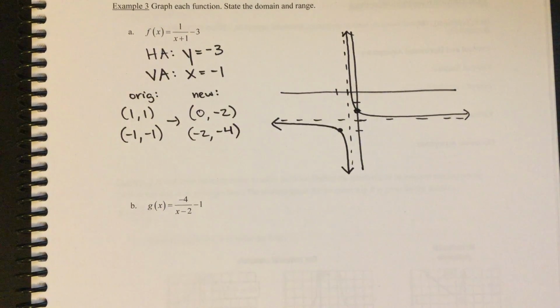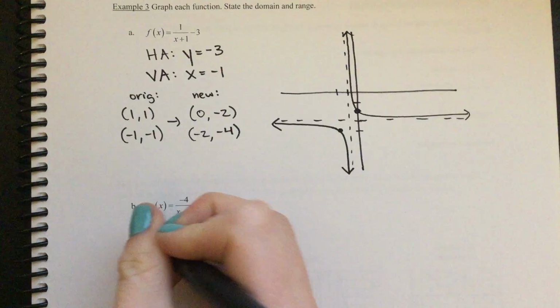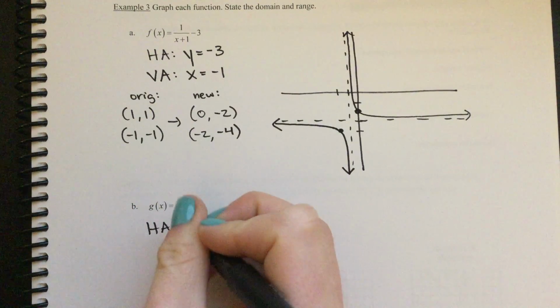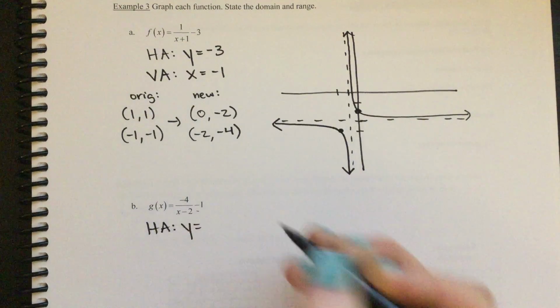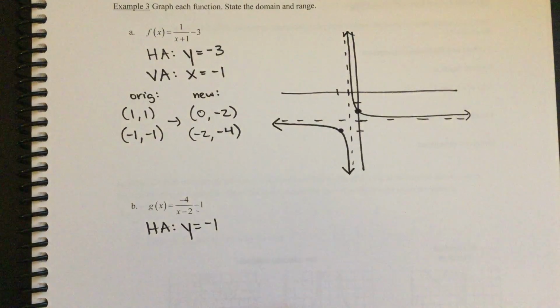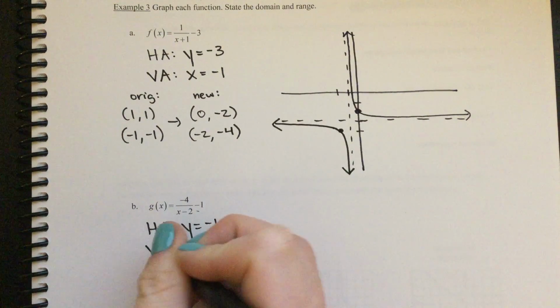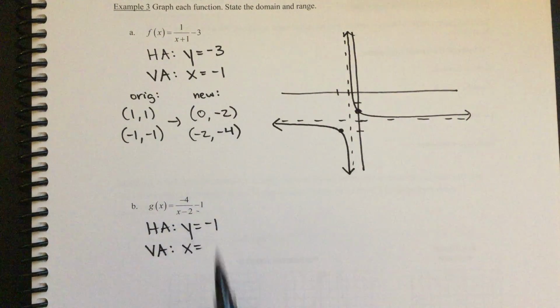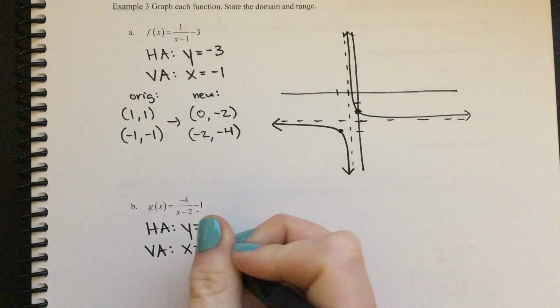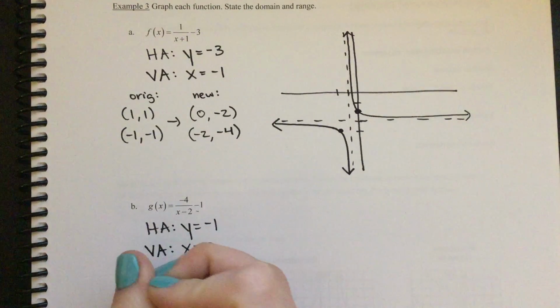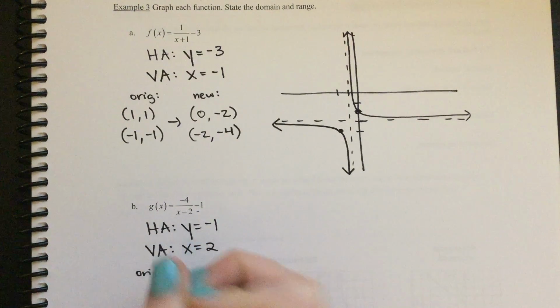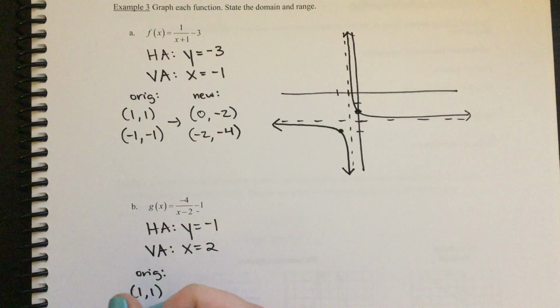Let's look at this second one right here. Okay, so my horizontal asymptote is y equals whatever that number is. So for us, it's -1. My vertical asymptote is x equals the opposite of that number. So it's going to be 2. And then I get my 2 points. So my original points are always 1, 1, -1, -1.